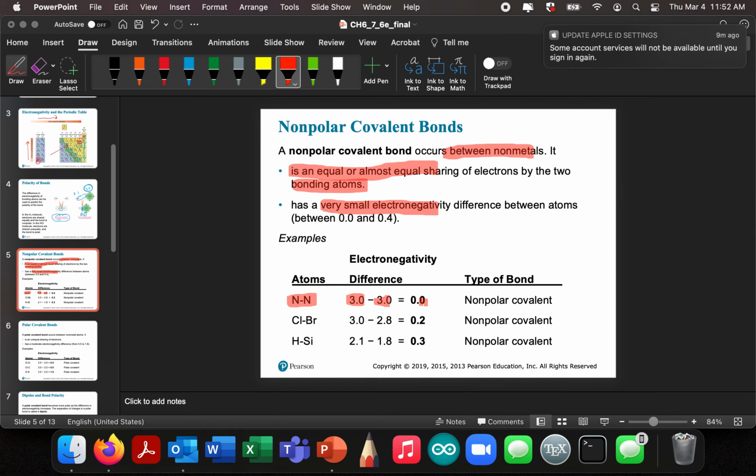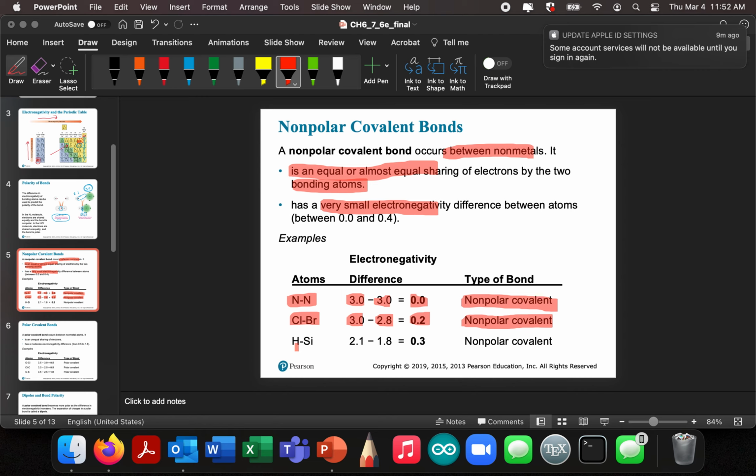And so that difference is 0. So it's going to be nonpolar covalent. It's going to be shared evenly. Okay? If chlorine and bromine are sharing, their electronegativities are almost the same, right? Their difference is only 0.2. And so we're going to say, well, since they're so close to the same, it's basically shared evenly.